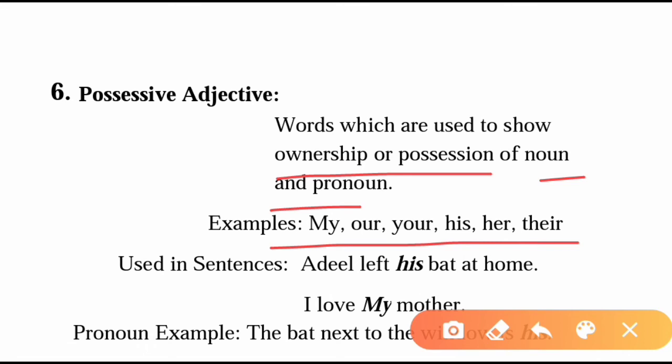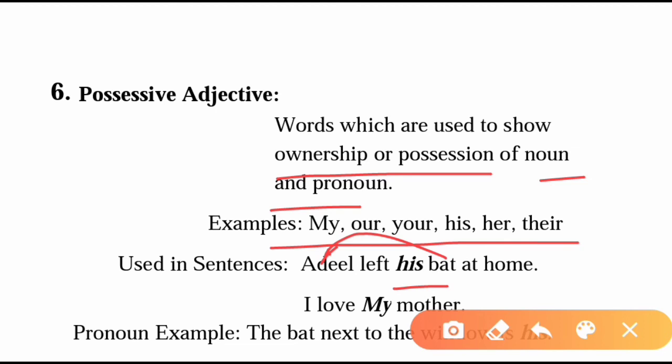So how can you use a possessive adjective in a sentence? You can see the example: Adil left his bed at home. So now his bed, the bed belongs to Adil. The bed is the possession of Adil. Adil is the owner of the bed. So you are using possessive adjectives to talk about the possession of a noun, which is Adil here.